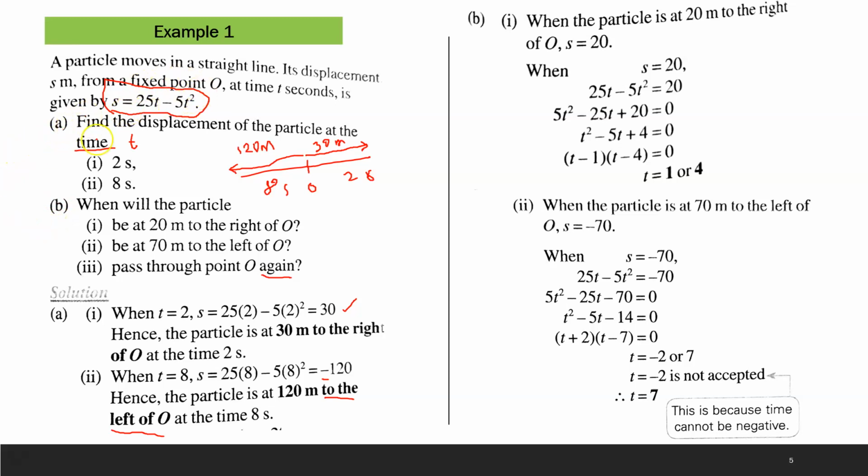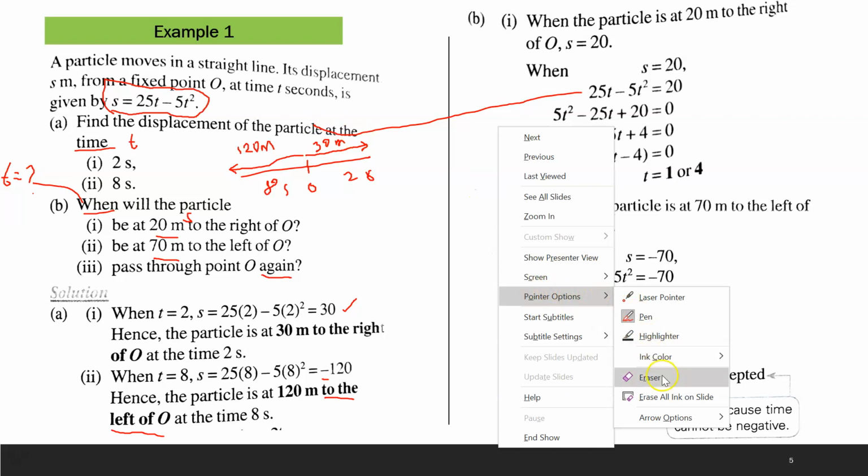Kalau yang soalan A, you are given time. Okay, you are given T. But now you are given the sesaran, the S. This is all the S. You are given the S now. So what you need to do is you need to substitute the S into this equation. So previously you don't know the S, right? But now you already know the S. What we need to find is the T. When will. Dia kata when will, meaning you're going to find T. What is your T? Okay. So, when the particle is 20 meter to the right. To the right, ya, maksud dia. So, your S equal to 20. You ganti masuklah dalam ni. So, tulis semula. 25T minus 5T square equal to 20. Daripada yang ini, okay, let me erase.